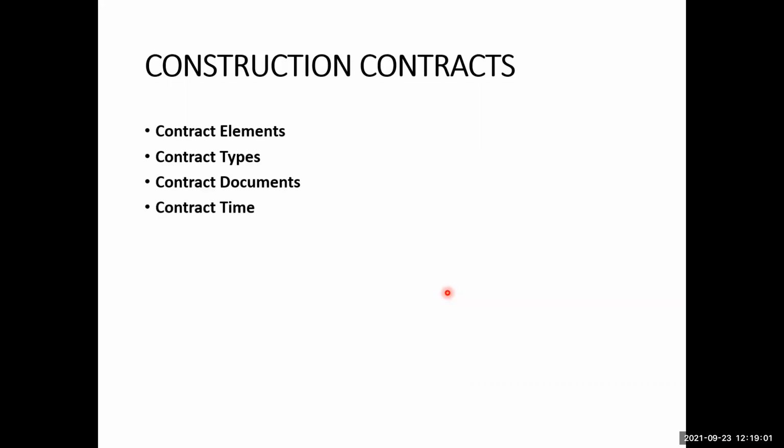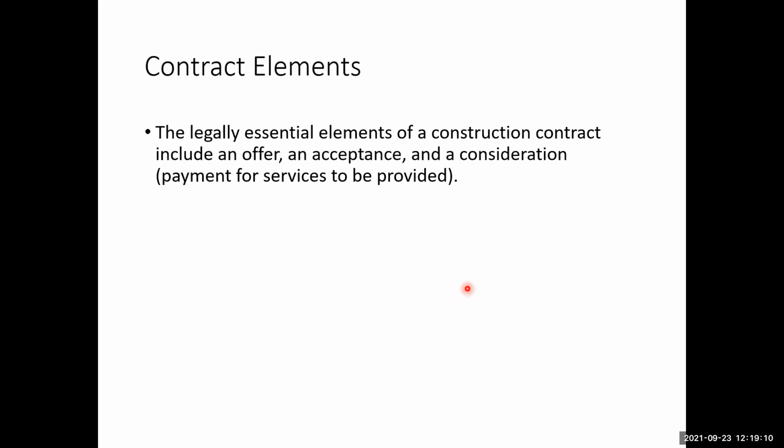Okay, so now let's talk about these different conditions in the contracts. A contract will have certain elements. There will be several types of contracts. We will also discuss the contract documents, plans, specifications, drawings, etc. And we will also talk about the contracting time. So what are the contracting elements?